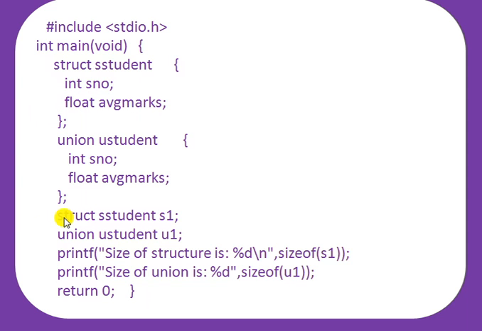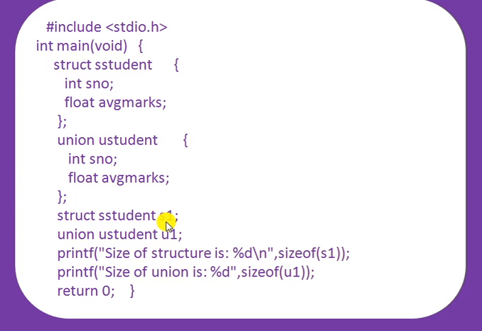So here is the syntax for creating a structure variable. Struct keyword and S student. This is my structure. S1 is the variable for the S student structure. In the same way, U1 is the variable for the union U student. So I am creating S1 as a structure variable and U1 as a union variable.